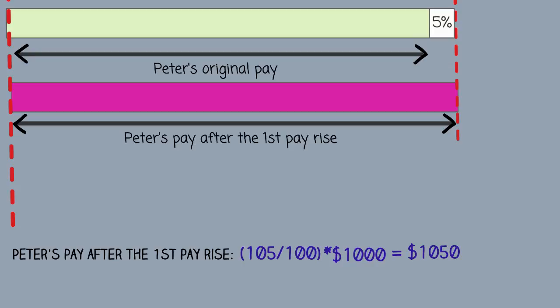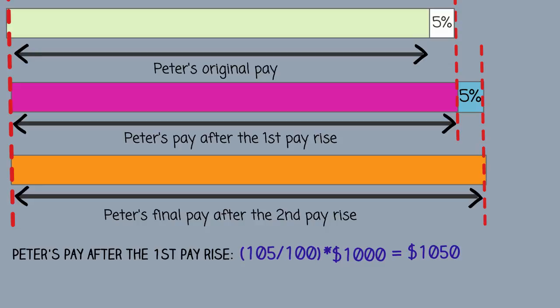Then Peter gets a second pay rise of 5%. Using the model, we can add one small rectangular bar to the pink bar to represent the pay rise of 5%. Do note that this small white bar, depicting the first pay rise of 5%, is different from the small blue bar, depicting the second pay rise of 5%. This is because the white 5% bar is based on Peter's original pay, while the blue 5% bar is based on Peter's pay after the first pay rise. This orange bar represents Peter's pay after the second pay rise. The orange bar is longer than the pink bar. This shows Peter's pay after the second pay rise is greater than before.